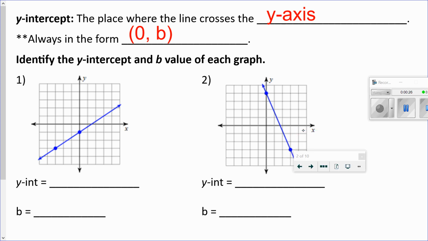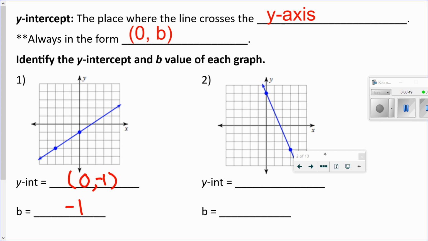Let's get our stuff up here. All right. So, identify the y-intercept and b value of each graph. The y-intercept is always going to start this way. Here's y. We start at the point of origin. We don't go left to right to get to the y-axis, so the first number is 0. Here we're moving down -1. We're going to have (0, -1) as our y-intercept. Our b value then is just the y value from our y-intercept, -1.